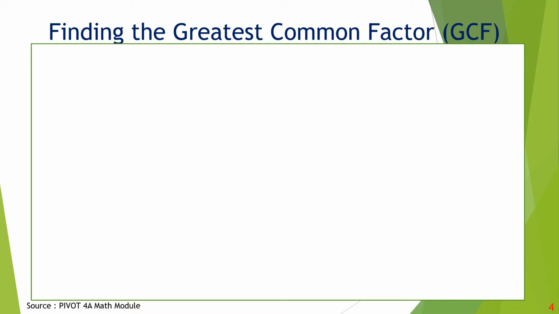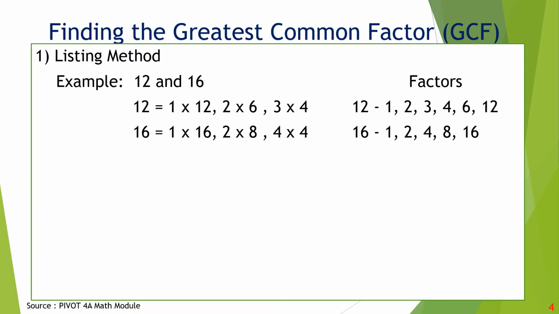Let us try to find the GCF, or greatest common factor, by using listing method and continuous division. Una, listing method. So maaari nating makuha ang GCF sa pamamagitan ng paglilista ng mga factors ng number. Example, 12 and 16. Ano daw po yung mga factors or numbers na kapag minultiply natin ay may sagot na 12 at 16? Sa 12, 1 times 12, 2 times 6, 3 times 4.